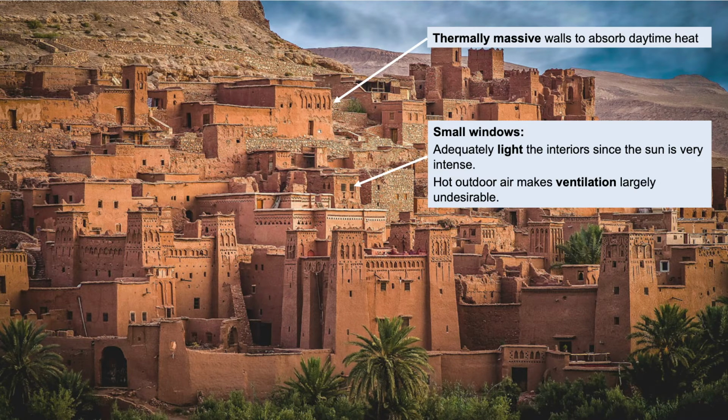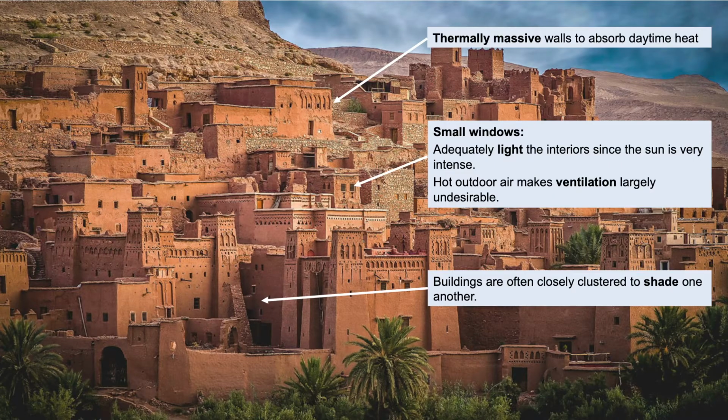Small windows, because the sun is very intense. There's two reasons for that. One is the sun is intense, so with small windows you can still get good daylight levels. The other is because you don't want all that warm air coming into the room. You're trying to keep it cooler inside there. Buildings are often close together, and that's because they'll shade each other. So it's all about mitigating intense heat. That's how these buildings developed.